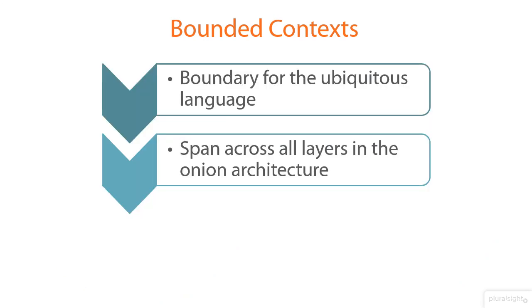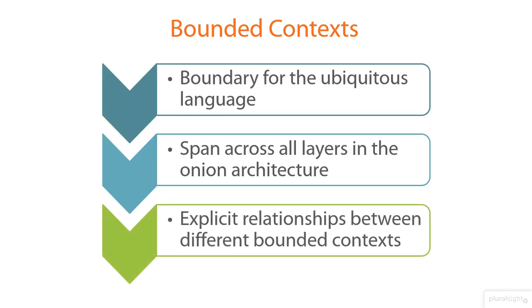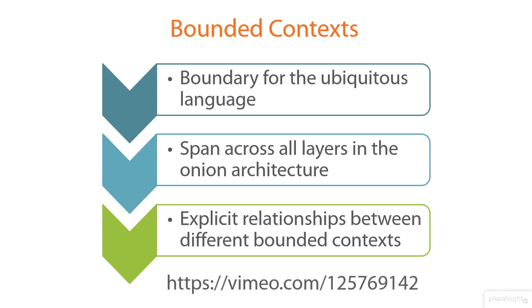And finally, it's important to explicitly state the relations between bounded contexts. That's where context maps come into play. A context map is a map that renders the bounded contexts in your system and the connections between them. If you want to see an example of a context map, I recommend you watch this talk given by Eric Evans. We will draw our own context map later in this module.